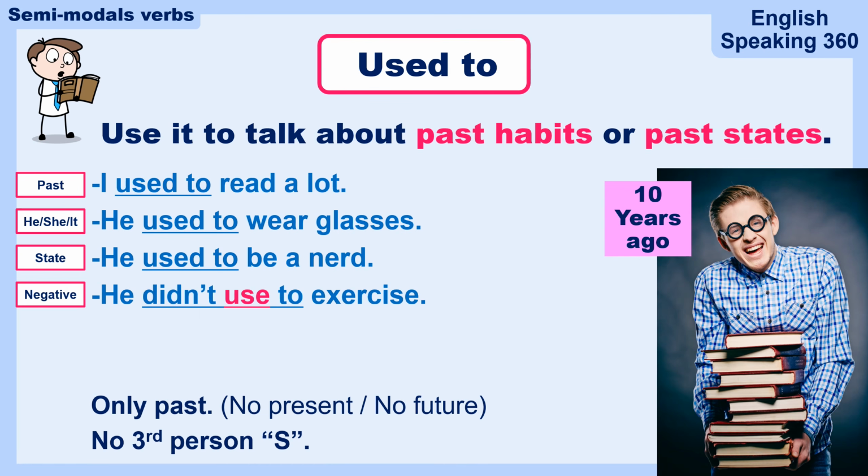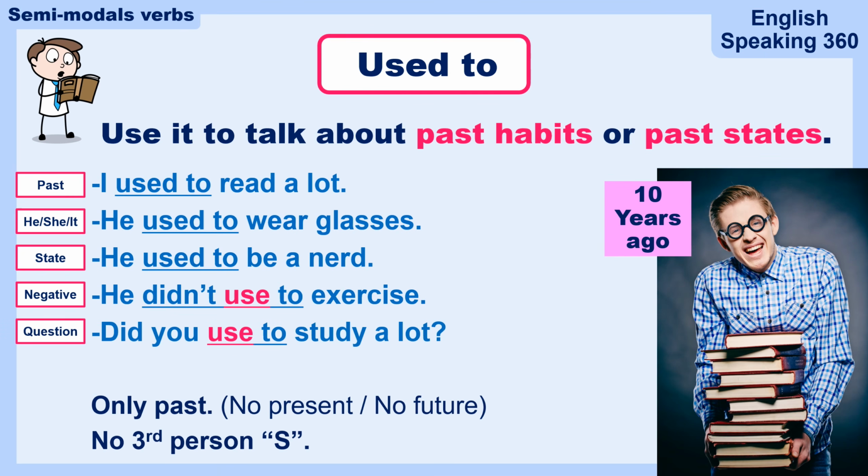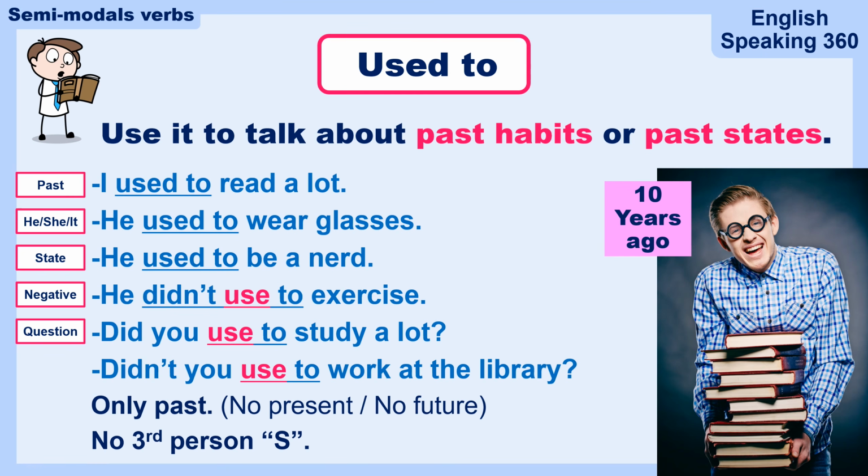The negative form, he didn't use to exercise. Now watch out here because it's not used to. It becomes didn't use to. He didn't use to exercise, but now he does. Question form, did you use to study a lot? Watch out here because the past tense used, the D is moved to the auxiliary do, and then do becomes did. Did you use to study a lot? And the negative question, didn't you use to work at the library? It means in the past, 10 years ago, did you on a regular basis work at the library?